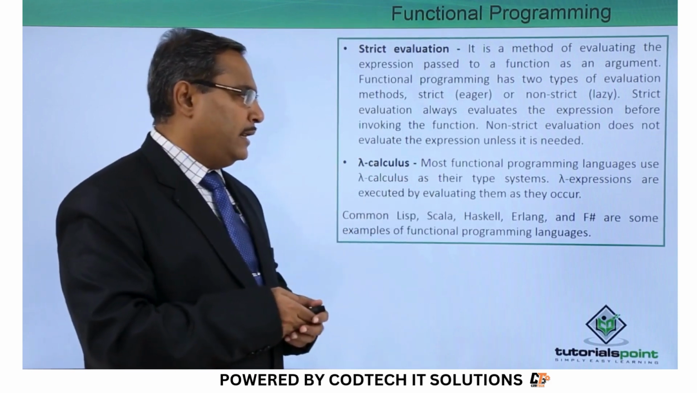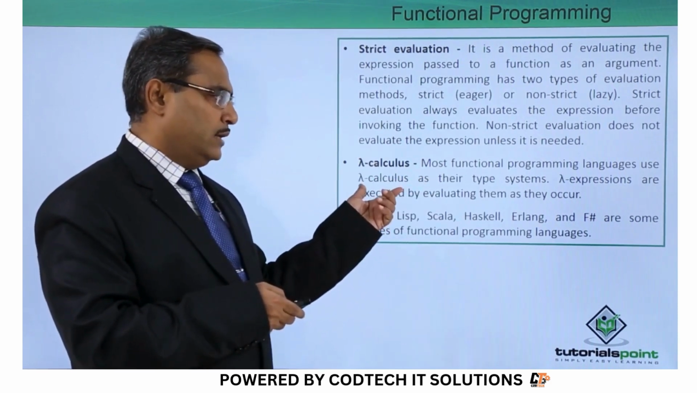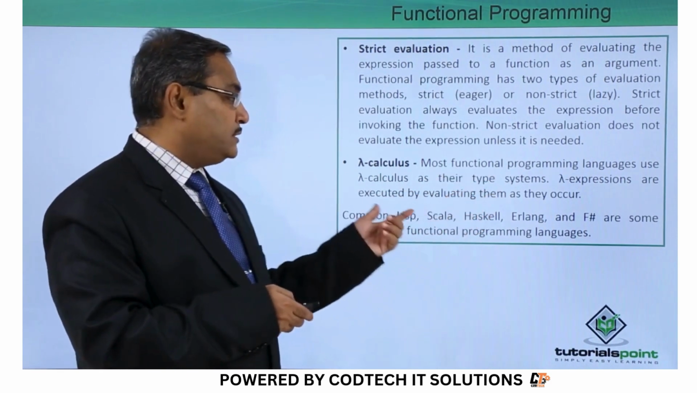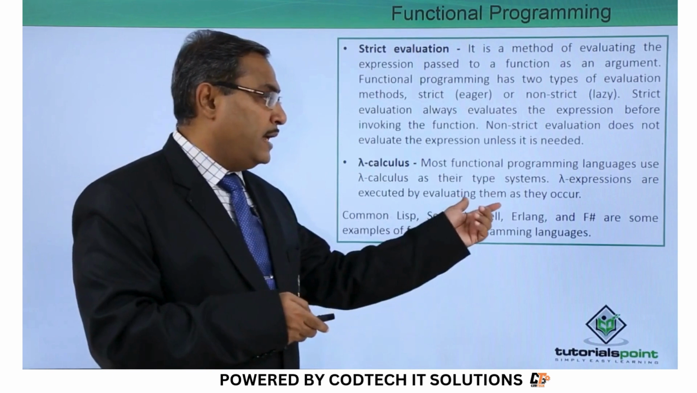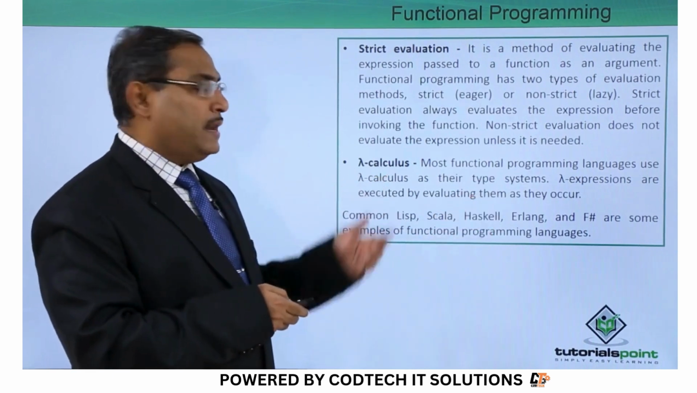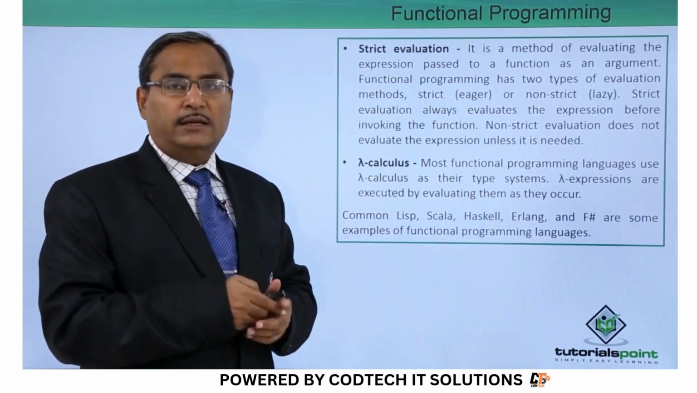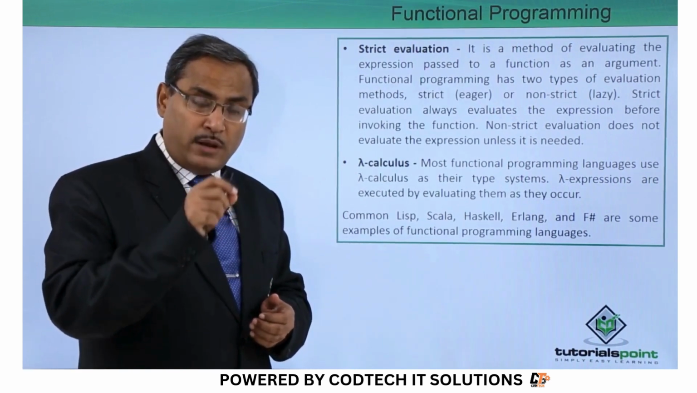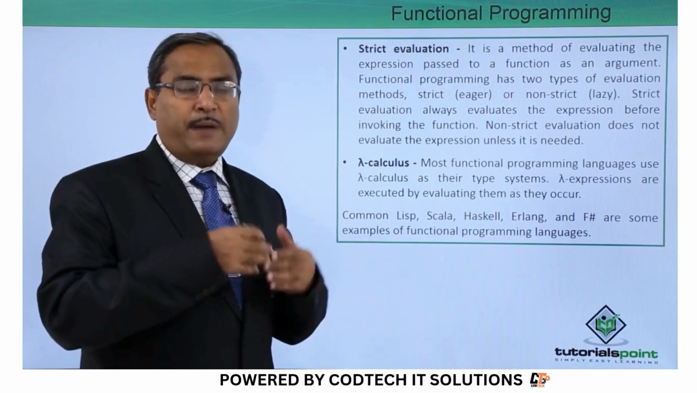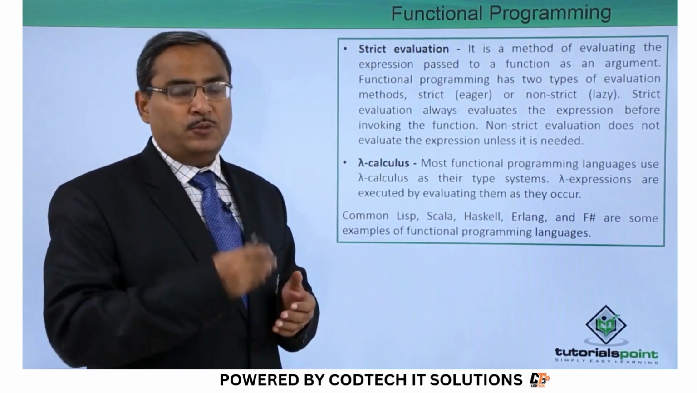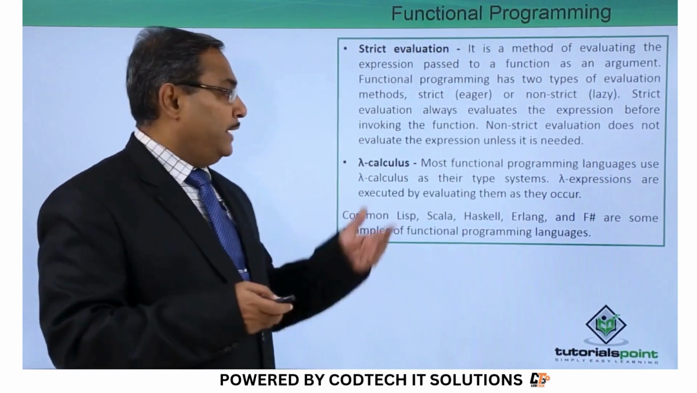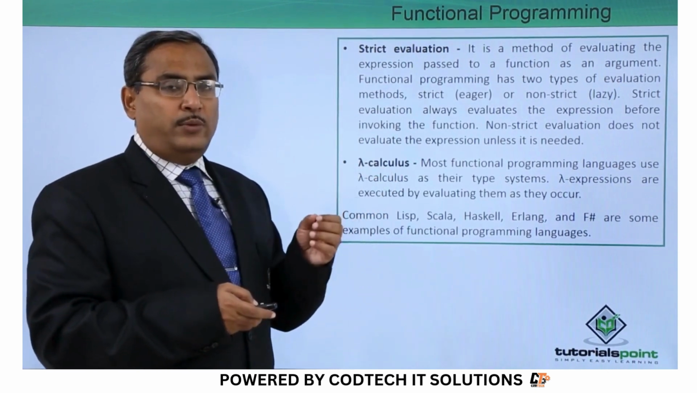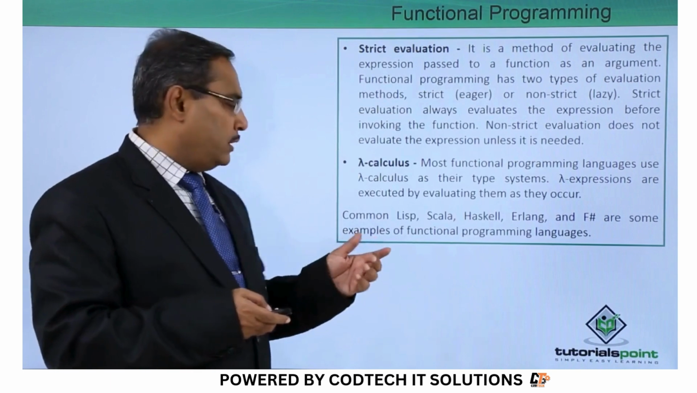Most functional programming languages use lambda calculus as their type systems. Lambda expressions are executed by evaluating them as they occur. In lambda calculus, we don't write the respective function name. Depending upon the parameters we have passed, the number of parameters and the parameter types, the respective function will be called itself. In this way, this is our lambda calculus, where we have the anonymous function calling.